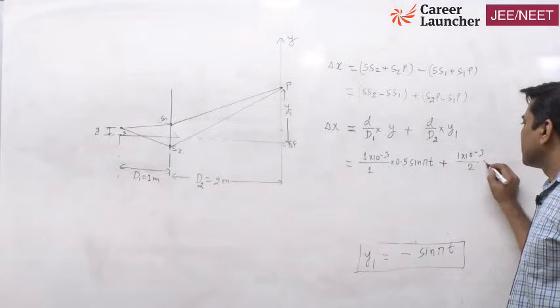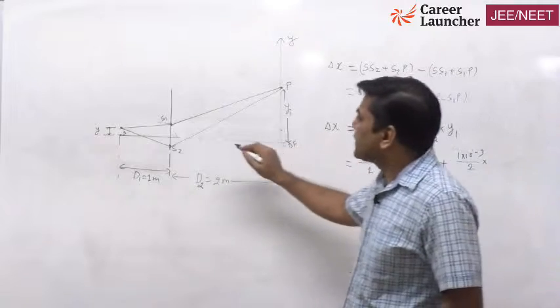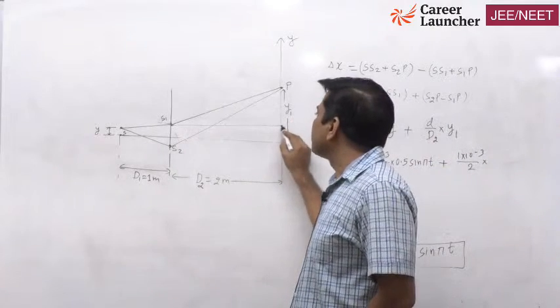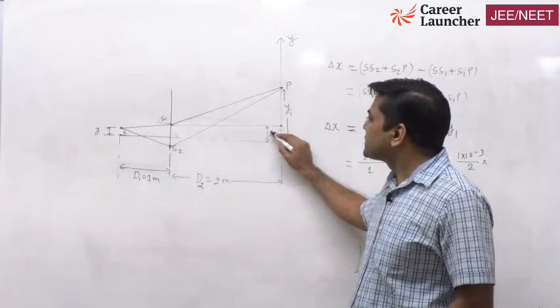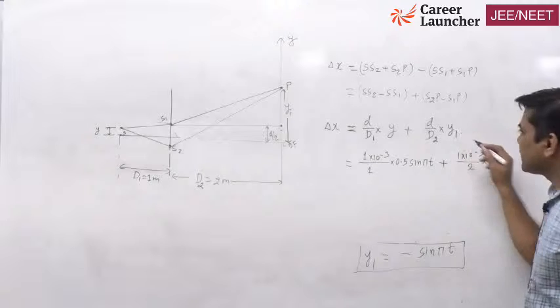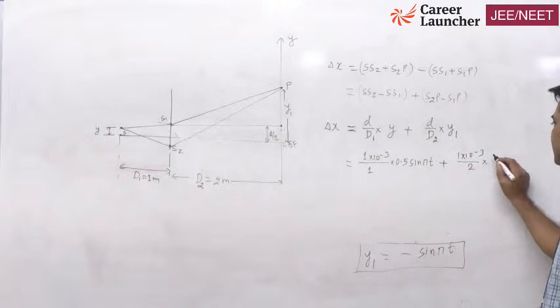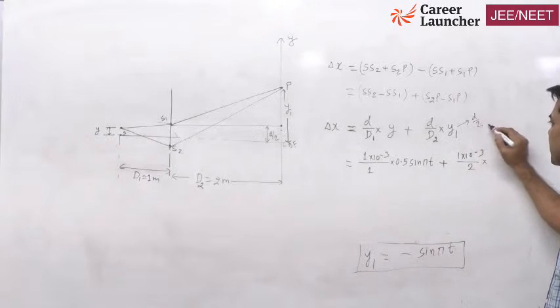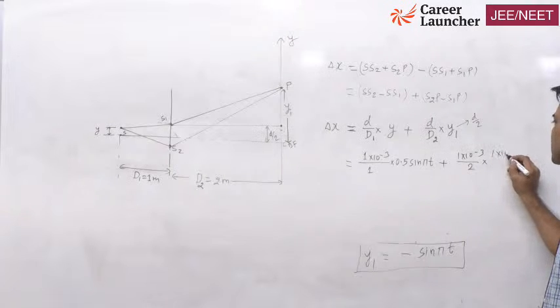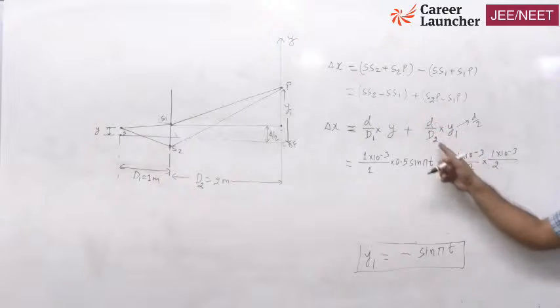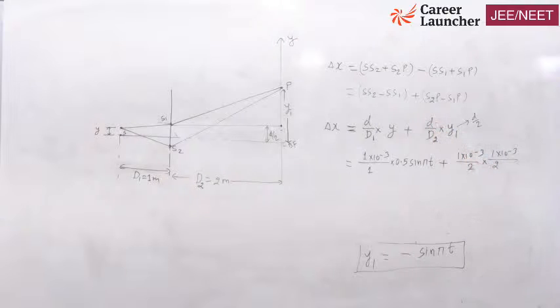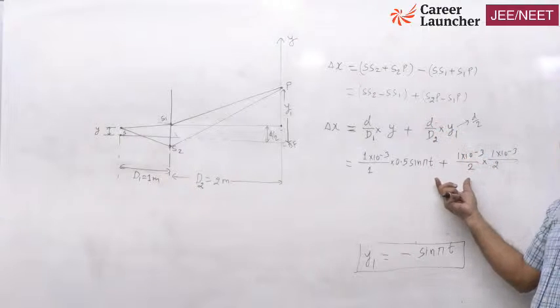by 2 into y1. Now they have given that actually point P is in front of this. So this is nothing but d by 2. This distance is d by 2. So in place of y1 you can write here d by 2. So here I am writing d by 2. And d is given as 1 millimeter, divided by 2. So this is d by 2. Correct? So this is the path difference in terms of millimeter. You can check.